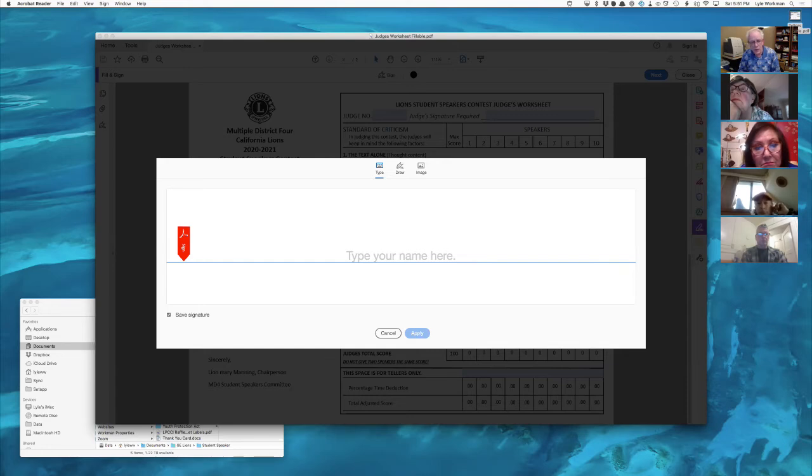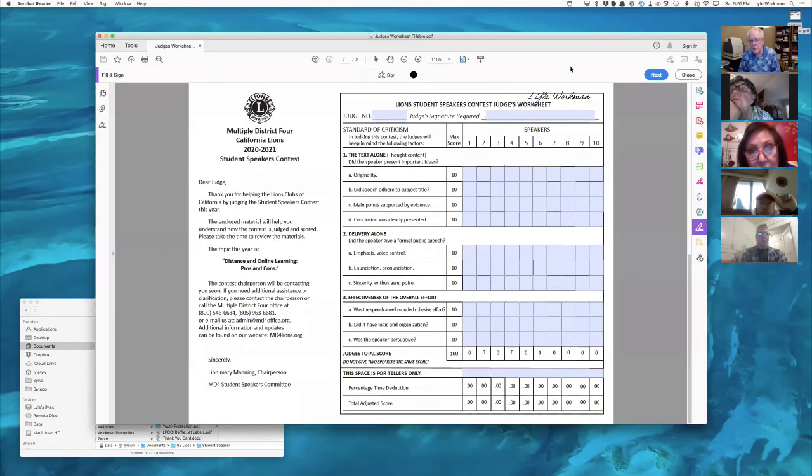What it's going to do is it's going to give me that. See this floating signature right here? I'm going to take it up to this judge's signature required and drop it on that line. Okay. Now you see my signature is there, correct? Mm-hmm. Now you can see that this is a functional form. Okay. Yes.